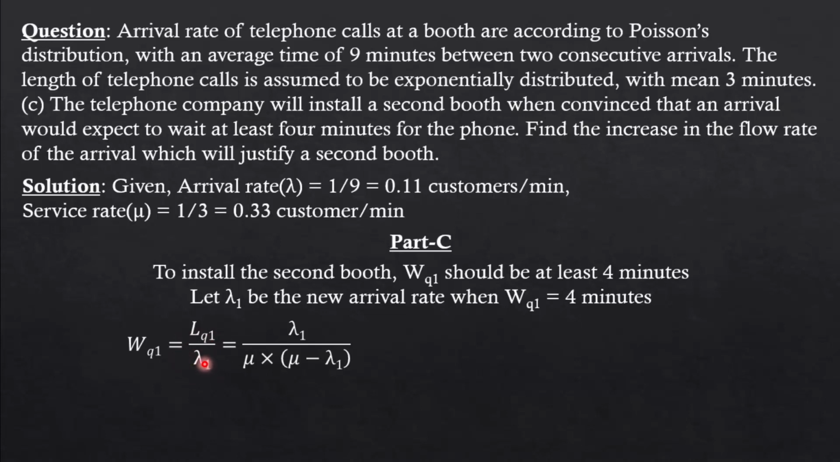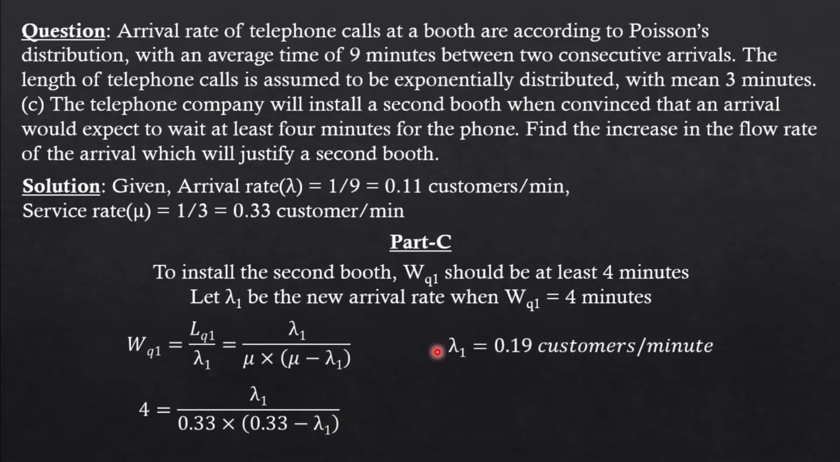Now what we'll do is we'll convert this LQ1 in terms of lambda 1 and mu. So this is the formula. Now as the service rate did not change, we will use the same notation here, which is mu, and the service rate is equal to 0.33, which we used previously. Now let us put these values in the equation. So WQ1 is 4 and this is lambda 1 we need to calculate. This is 0.33 mu and this is again lambda 1. Now from this equation we'll calculate lambda 1 as 0.19 customers per minute.